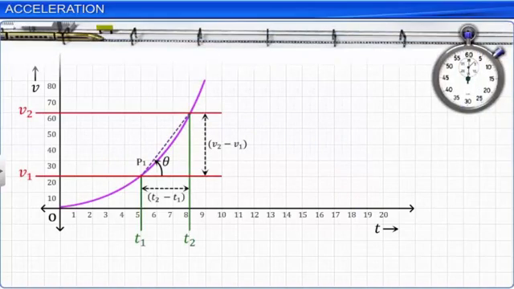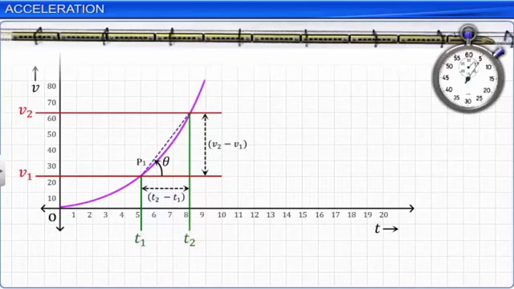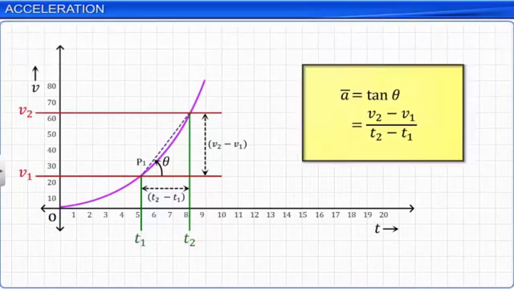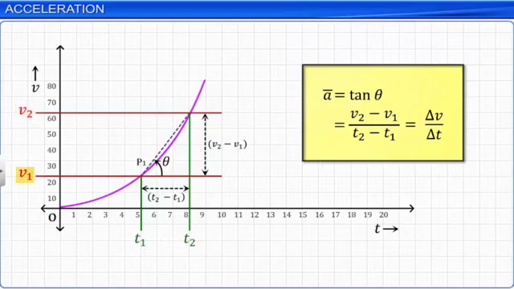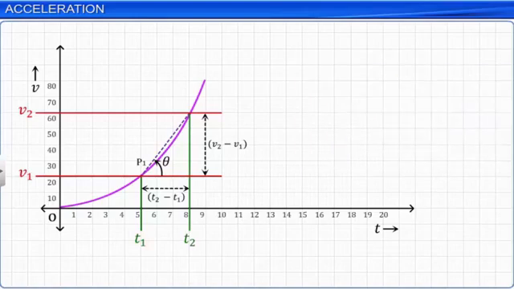Acceleration of a body is the rate of change of its velocity with time. The average acceleration a-bar is defined as the change of velocity divided by time. V2 and V1 are instantaneous velocities at times t2 and t1. The SI unit of acceleration is meter per second square. On the v-t graph, the average acceleration is represented by the slope of the line joining the points (V1, T1) and (V2, T2).